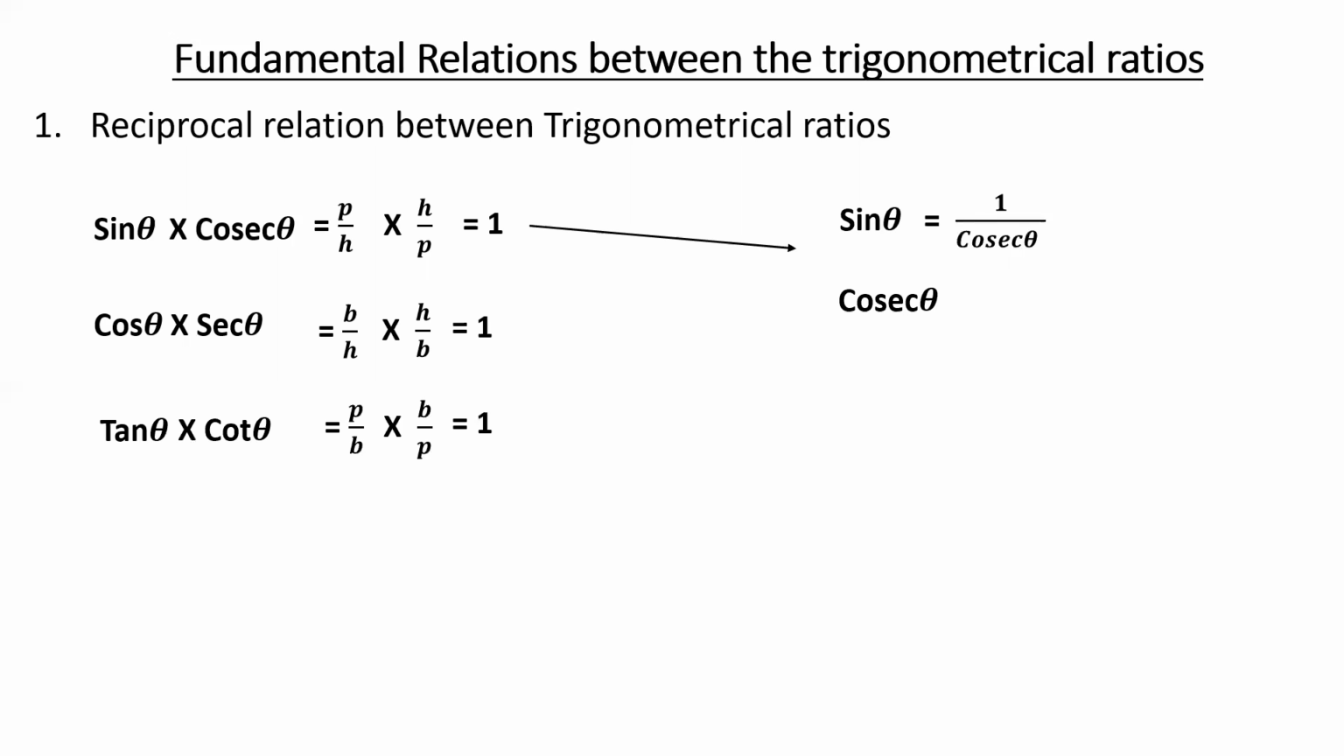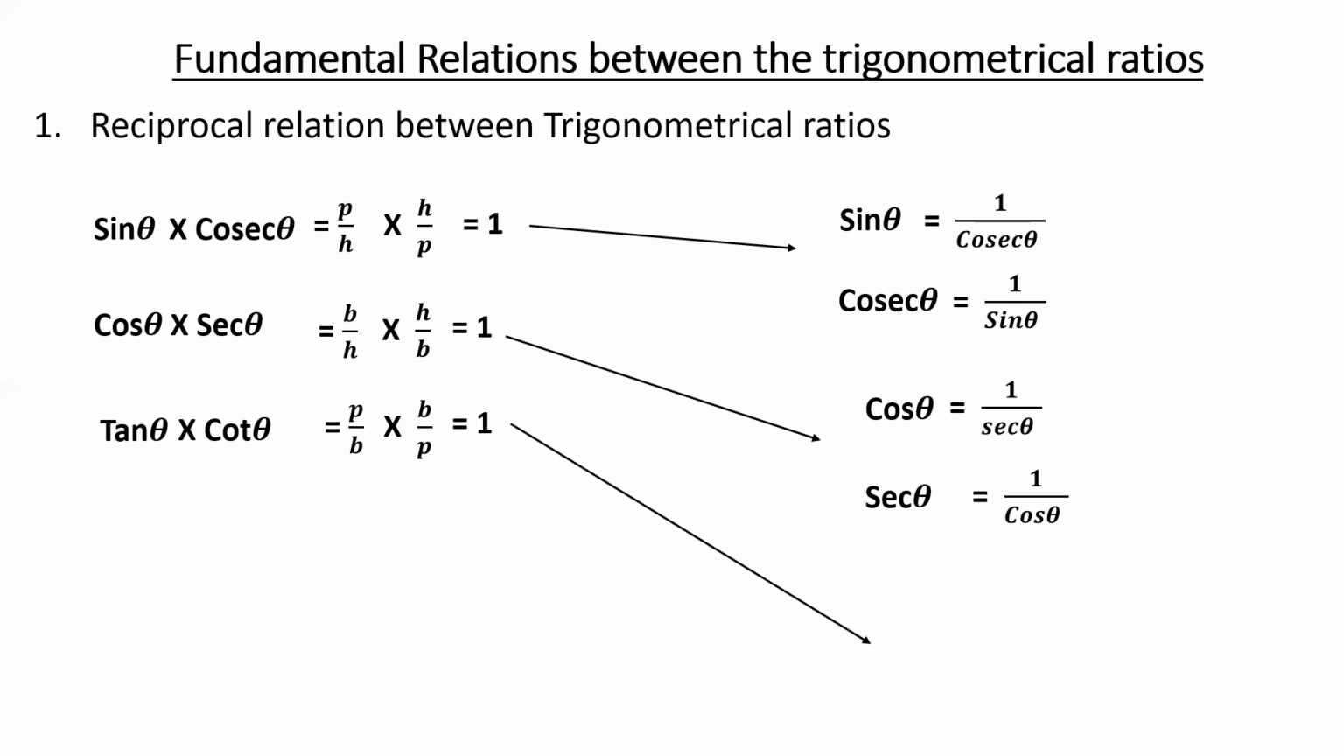Okay, so what is cosec theta? That gives you 1 by sine theta. It's a reciprocal. Okay, next thing is that from here, cos theta times sec theta equals 1. So what is cos theta? That is 1 by sec theta. And what is sec theta? That is equal to 1 by cos theta.